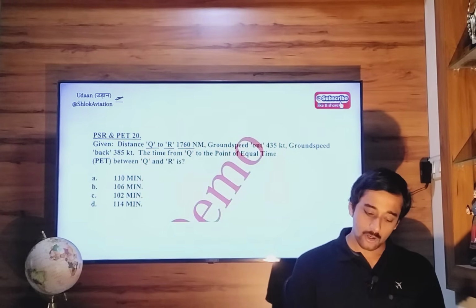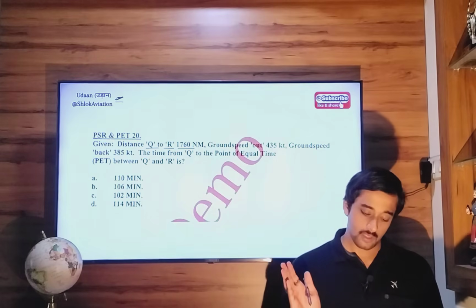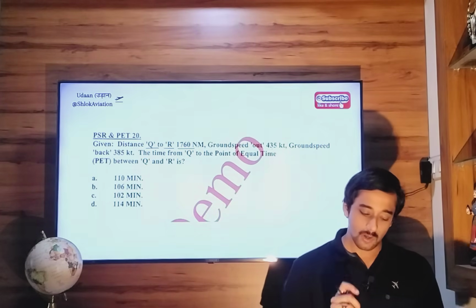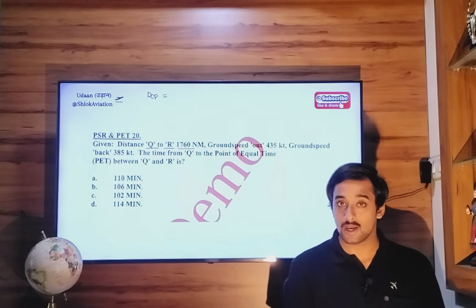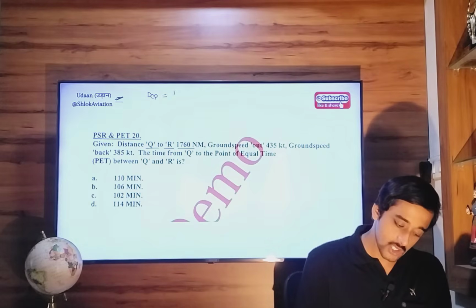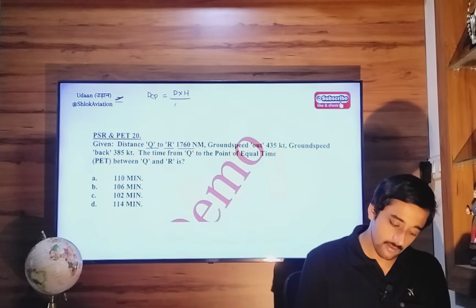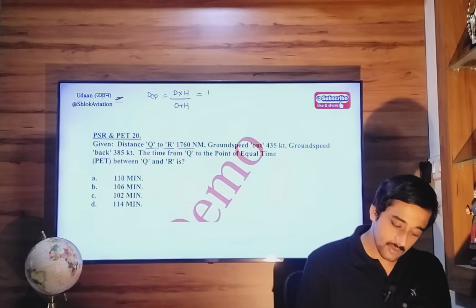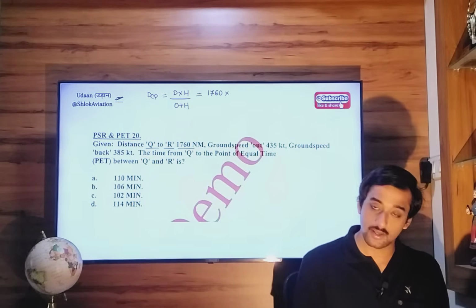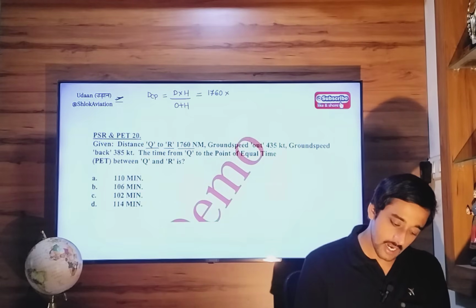Next. Question 20. Distance between departure and destination is 1760. Outbound speed, homebound speed given. What is the time from departure to the point of equal time? So before finding time, we will find the distance from the point of departure to the point of equal time, or critical point, which is total distance multiplied by H divided by O plus H. Total distance between departure and destination is 1760. Homebound speed is 385, divided by 385 plus 435.